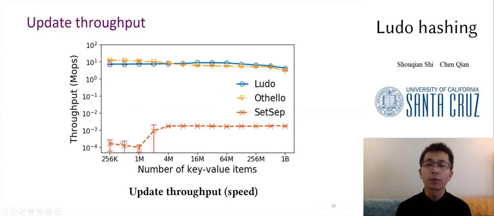We evaluate the update throughput of Ludo hashing, Othello hashing, and SASAP, which characterizes the maximum number of updates a table can support in the unit of millions of operations per second. All experiments are performed in a single thread with equal number of insertions, deletions, and value changes. We set the length of the keys to 32 bits and length of the values to 20 bits, change the table size, and show the results. The results show that Ludo and Othello allow more than 5 million update operations per second, while SASAP performs more than 1,000 times worse than the other two, even if we only consider the updates that do not cause the reconstruction for SASAP.